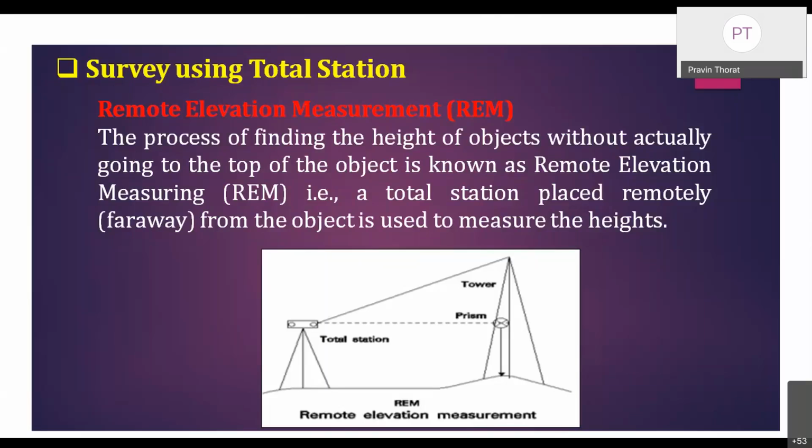In the figure, we see that the total station is fixed at a station point and the object is placed at a far distance away from the total station. We have to find out the height of the tower. This process of finding the height of objects without actually going to the top of the objects is known as remote elevation measurement. With traditional instruments, sometimes we have to go to the top and if we cannot reach properly, we can only approximately take the height. But with a total station, there is no need to go to remote locations. A total station placed far away from the objects is used to measure the heights. This is all about remote elevation measurement by using a total station.